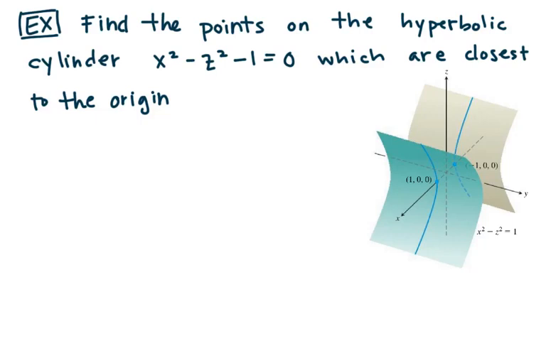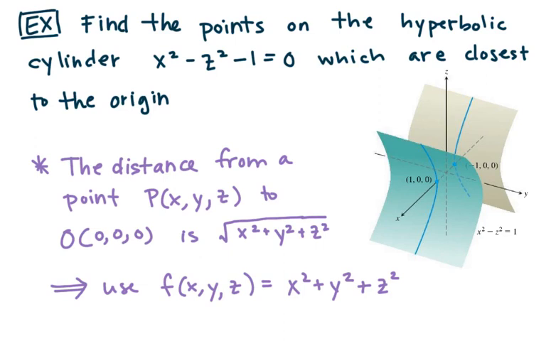In this example, we are going to find the points on this hyperbolic cylinder, x squared minus z squared minus 1 equals 0, pictured here, or x squared minus z squared equals 1. We want to find the points which are closest to the origin. And very clearly we can see that both of these points lie on the x-axis. They occur when x is equal to +1 or -1.